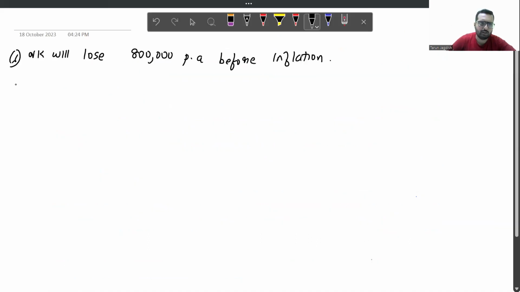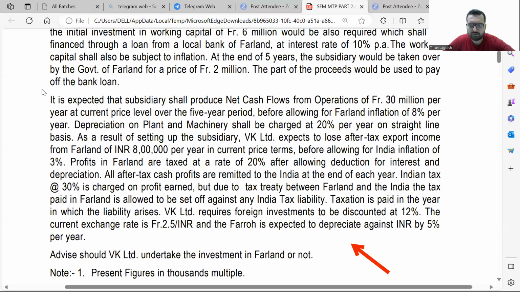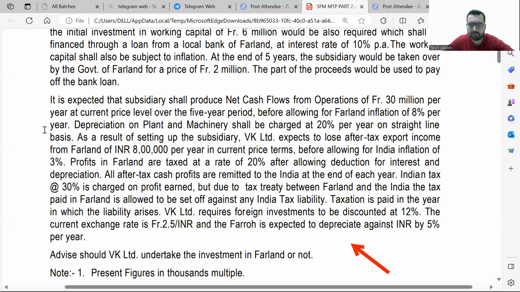All right. So I'll write down HIJK. Inflation in India will turn out to be how much percentage? 3%. All right. Next part. Profits in Farland are taxed at 20%. So tax in Farland is equal to 20% after allowing for deduction for interest and depreciation. So that is after allowing all the deductions. After that, all after-tax cash profits are remitted to India at the end of each year.